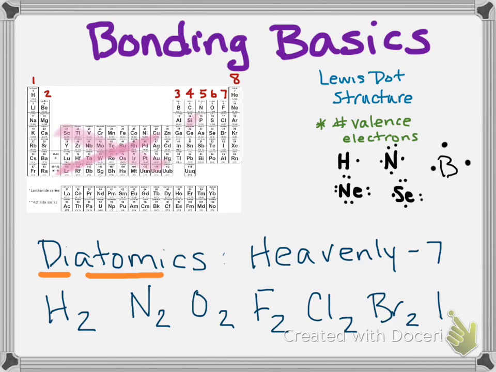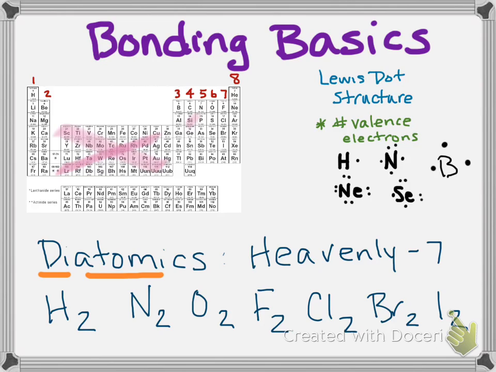They are hydrogen, nitrogen, oxygen, fluorine, chlorine, bromine, and iodine. So although you can find hydrogen when it's in a compound with something else, like hydrochloric acid, which is HCl, if you ever have hydrogen by itself, it has to be H2.